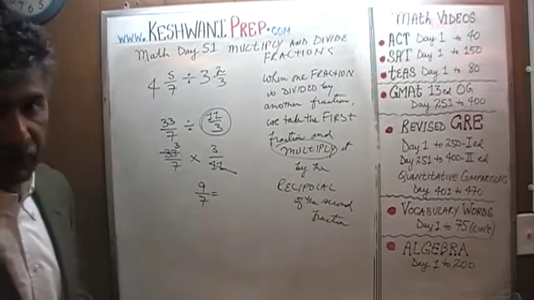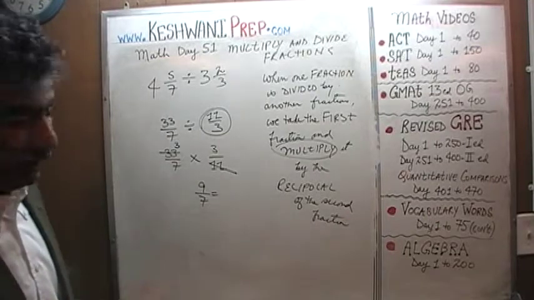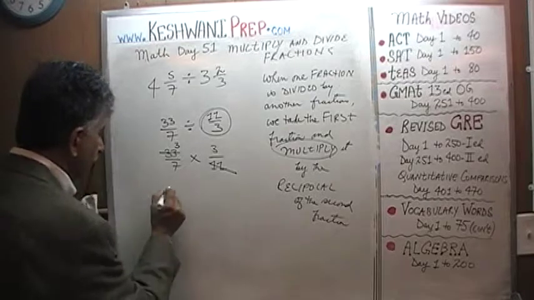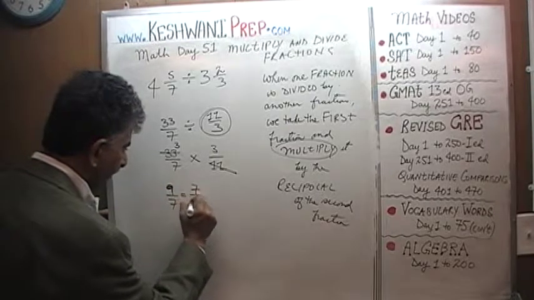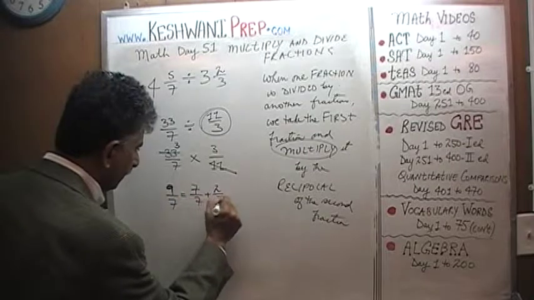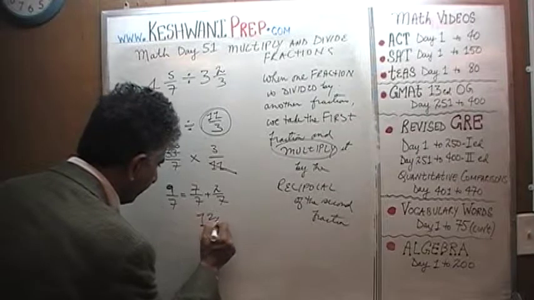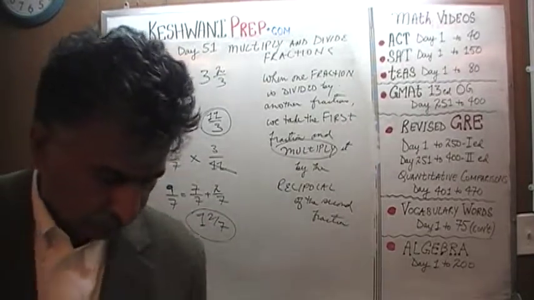And we cannot leave the 9 over 7 as 9 over 7 because this is an improper fraction. The top is more than the bottom. Final answer is going to be 9 over 7, which is same as 7 over 7 plus 2 over 7. And of course 7 over 7 is 1, so it's 1 and 2 7ths. The final answer is 1 and 2 7ths.